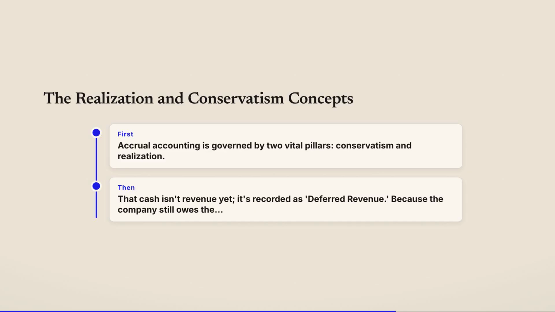But what if they pay the full amount on Monday before delivery? That cash isn't revenue yet. It's recorded as deferred revenue. Because the company still owes the customer a product, deferred revenue is classified as a liability on the balance sheet, only moving to the income statement once the sofa is delivered.